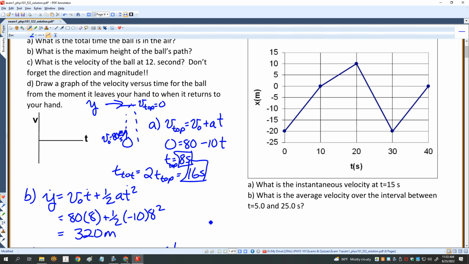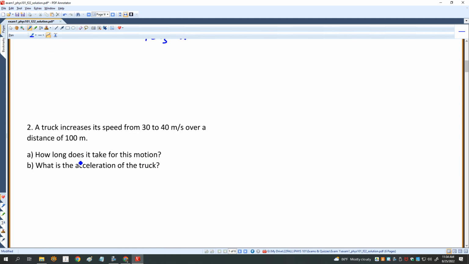And then finally, I want to know the graph of the velocity versus time graph. That ball starts out with a big positive velocity. It decreases until it goes to 0, and then it increases in the negative direction. So it should look like that.